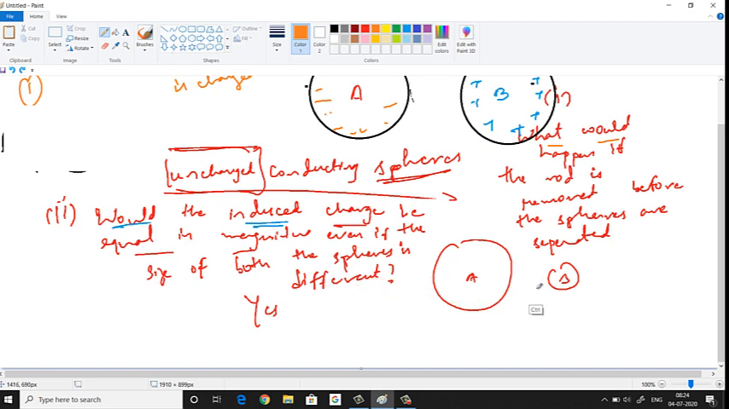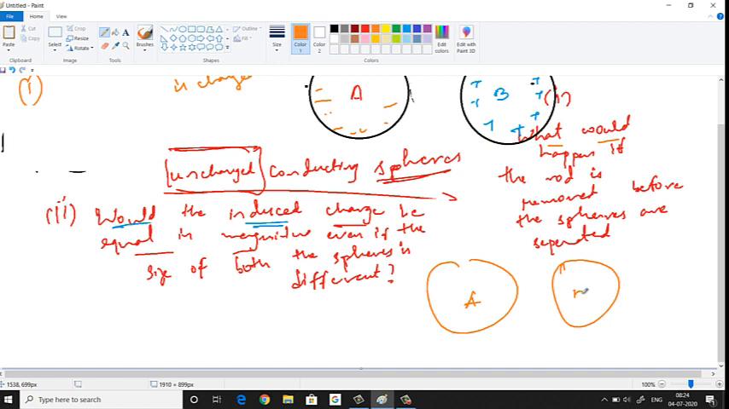But in the last question we learned that only when the size of the spheres is equal, by conduction when they're touching each other, the charge will get distributed equally. A, B and C we took, that example. There we are doing it by conduction, by touching.